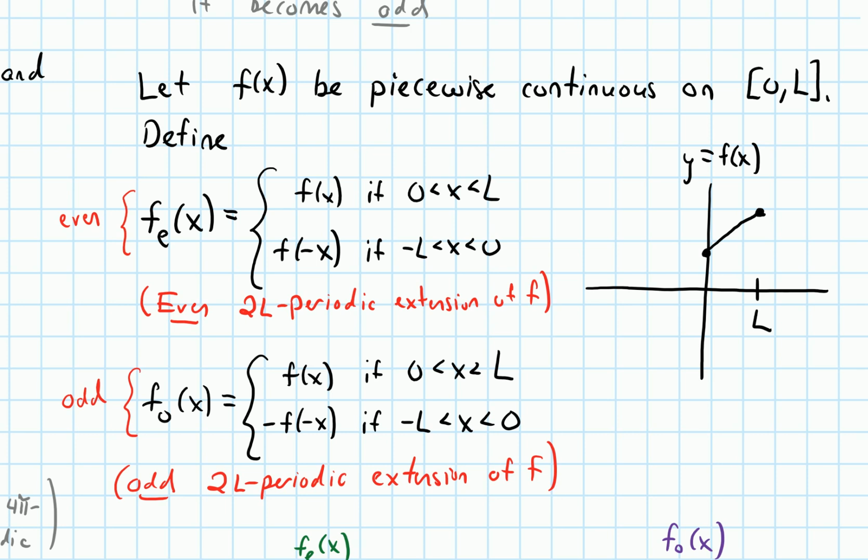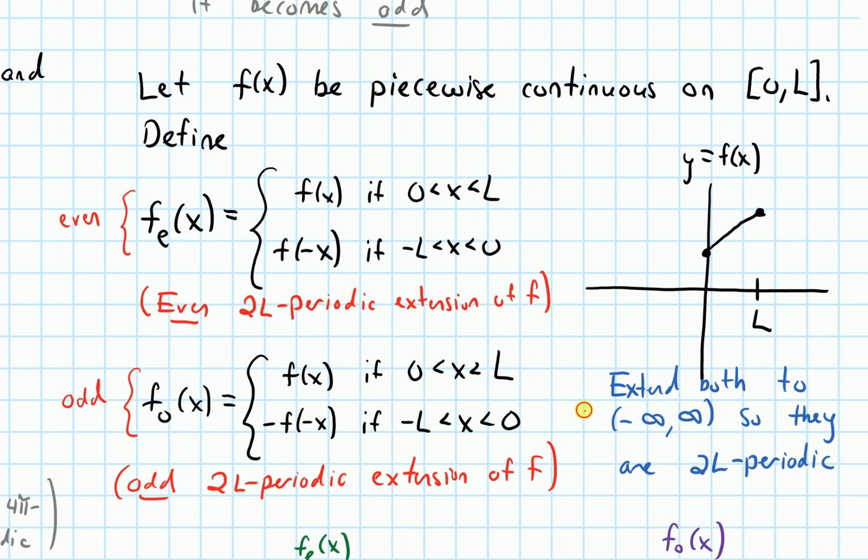Okay, so with both of these functions right now they're just defined on the interval from negative L to positive L. But we could extend both to all real numbers, negative infinity to positive infinity, so they are 2L periodic. So that's what we're going to do next with these formulas. We're not going to just define it from negative L to positive L, but we're going to extend them on negative infinity to positive infinity by just repeating what happens and making this 2L periodic.